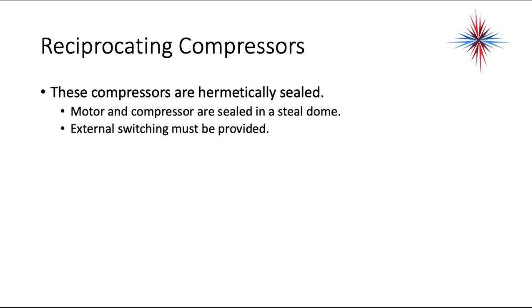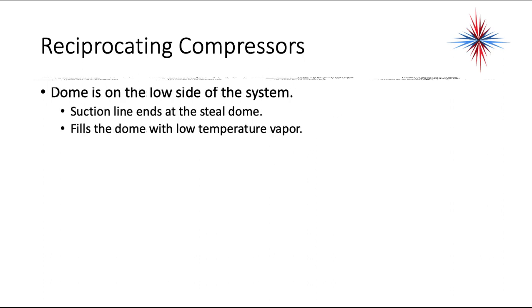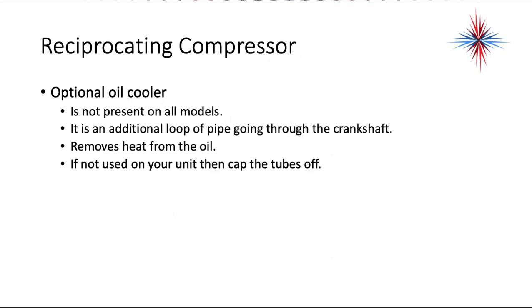These compressors are hermetically sealed. That means that the compressor and motor are sealed in a steel dome. External switching must be provided. You cannot connect directly to the motor windings, and everything has to be done outside the shell. The dome is on the low side of the system. The suction line ends at the steel dome. It fills the dome with a low temperature vapor.